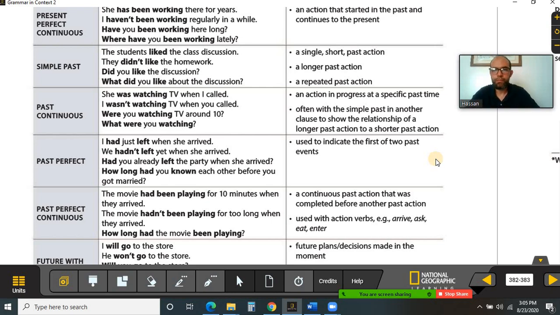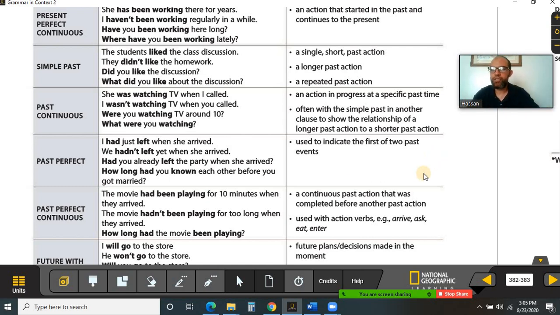Okay. Another example to make it clearer: the lights went out when we were watching a soccer game. So the lights went out: simple past, short action. And what is the long action that we were doing? The short action interrupted the big one, the longer one, which is that we were watching a soccer game. Remember that the short actions sometimes interrupt the longer action in the past.